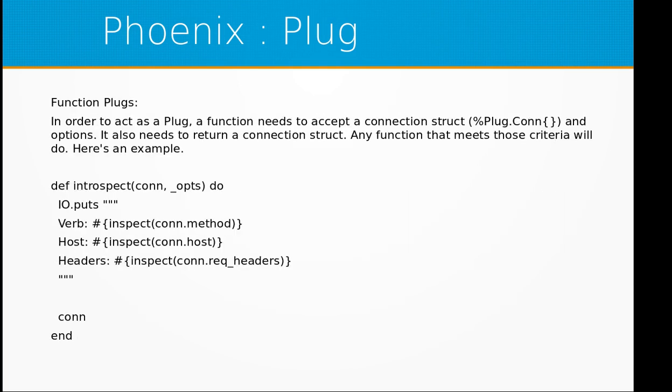Okay, let's first review function plugs. In order to act as a plug, a function needs to accept a connection struct and options. It also needs to return a connection struct. Any function that meets those criteria will do.